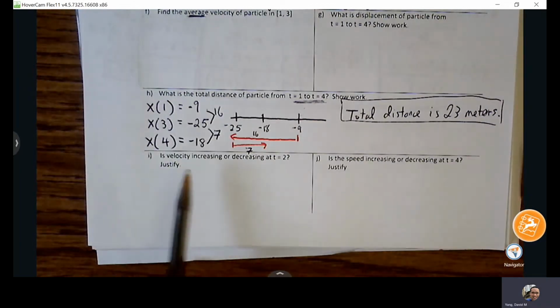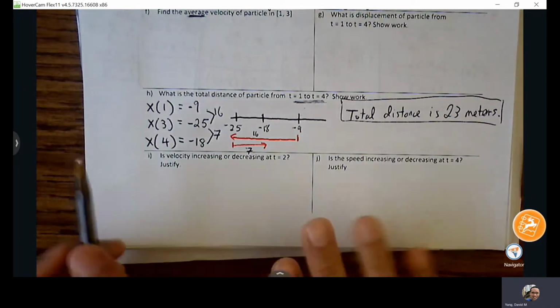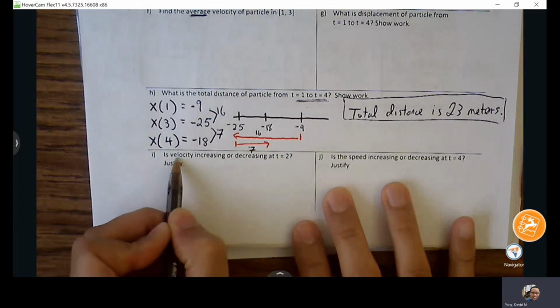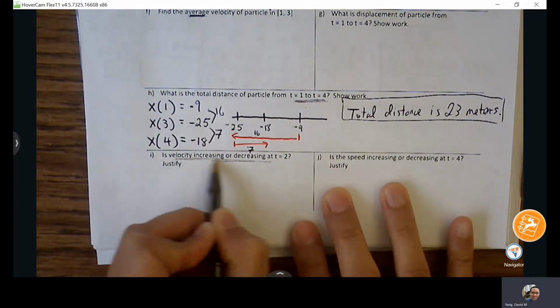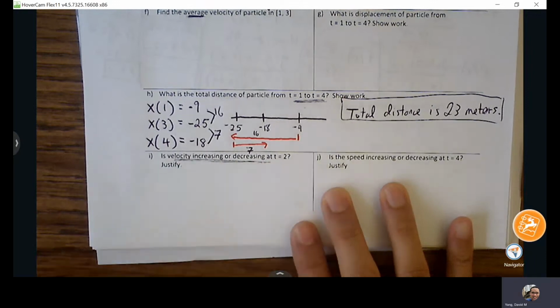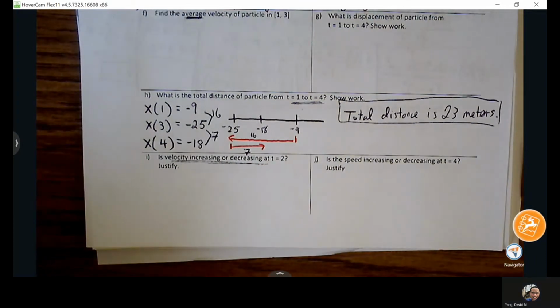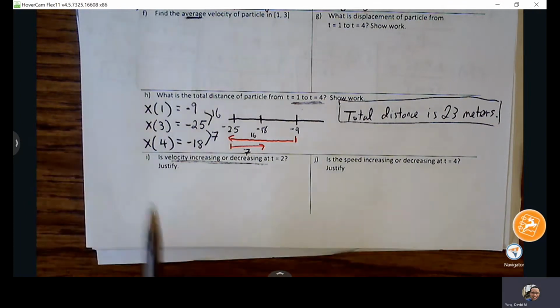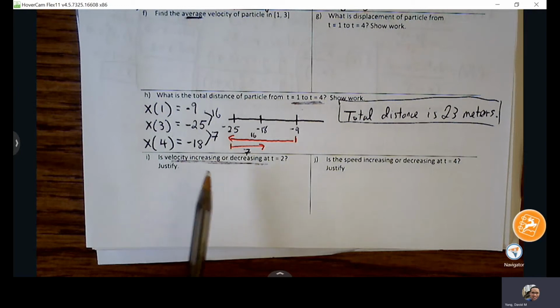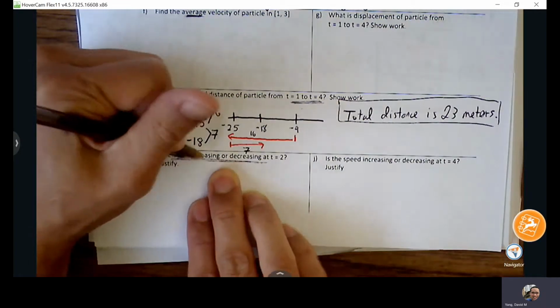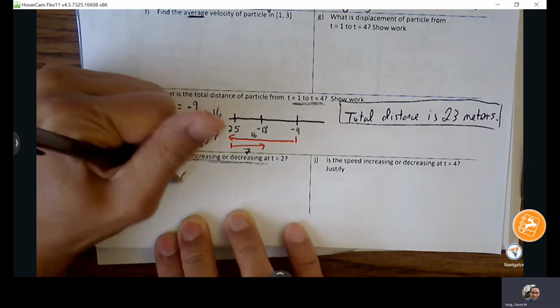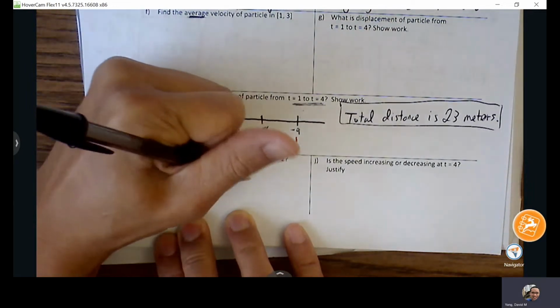Okay, last two parts here. Is velocity increasing or decreasing at t equals 2? Careful with the wording here. How do we approach this problem? What's another way of rewording this problem? Okay, not increase, decreasing. Another way to reword it is acceleration positive or negative. If we include the word increase, that means we're changing it to something below acceleration. So another way of asking this question is acceleration positive or negative?